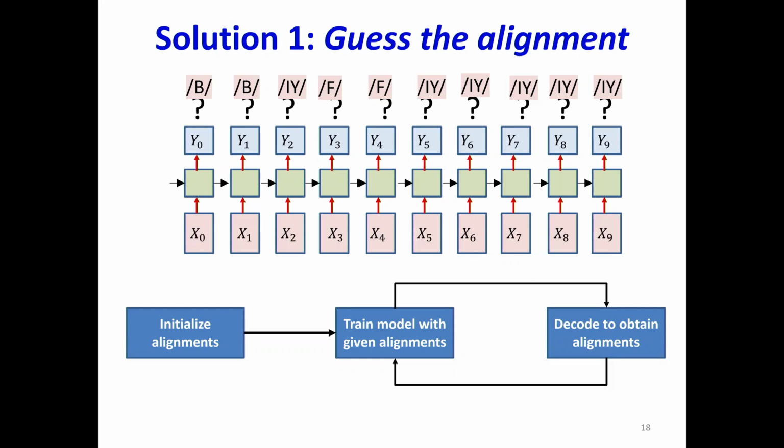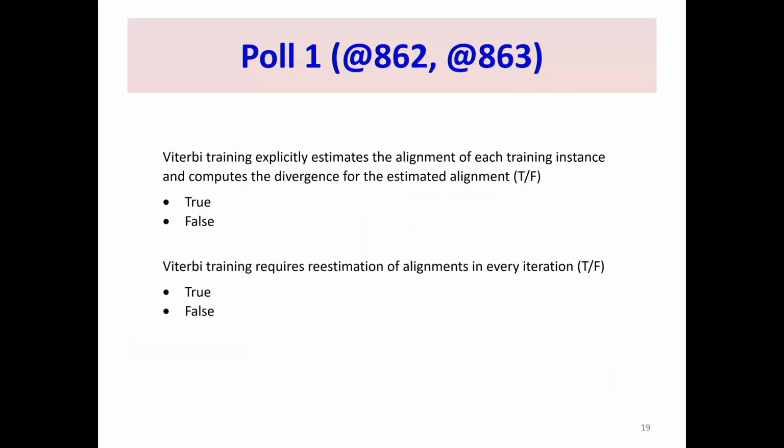But this alignment is guessed. It's not likely to be the right one. So you can use the trained model to go back and refine the alignment. And we saw that we can do this using the Viterbi algorithm. And then you can use the refined alignment to go back and retrain the model. So for one.